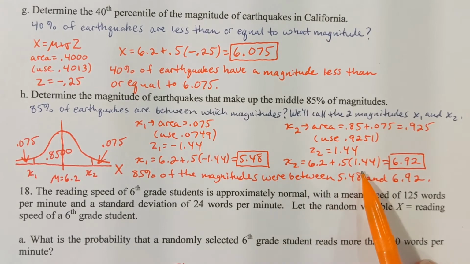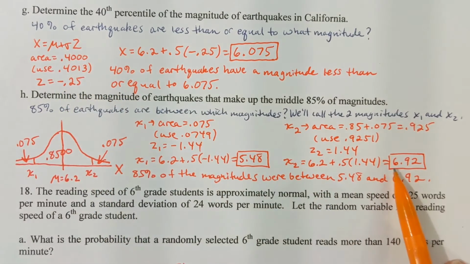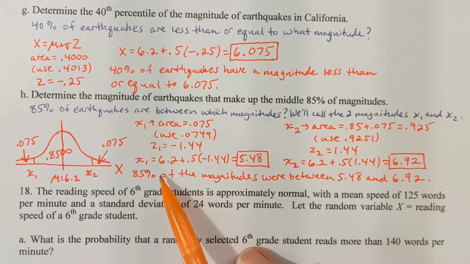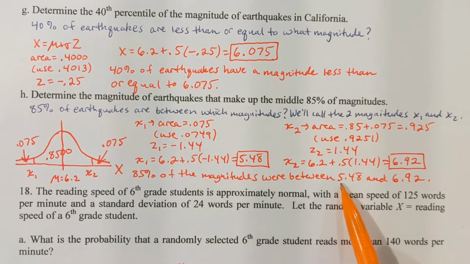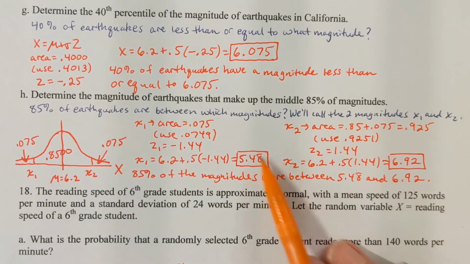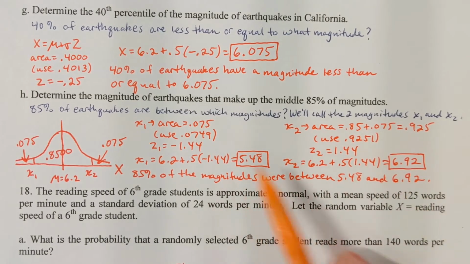When you plug the numbers into the formula here, you should get 6.92. And so it looks like 85% of the magnitudes are going to be between 5.48 and 6.92 on the Richter scale. Most of the time when an earthquake happens in California, it's going to be between these two magnitudes. Then 85% of the information is between these two magnitudes.